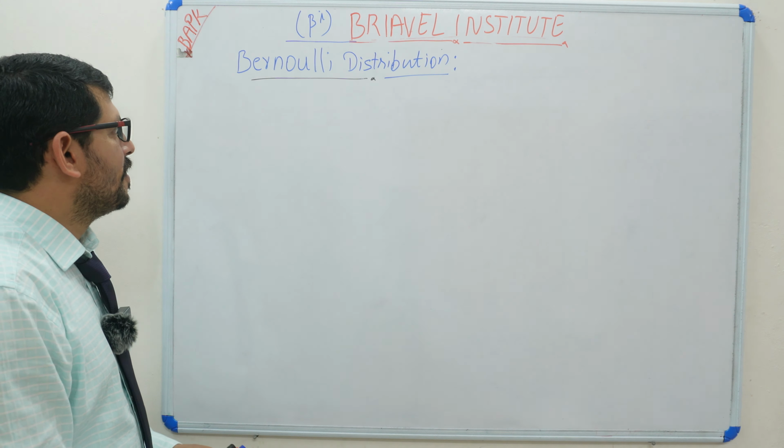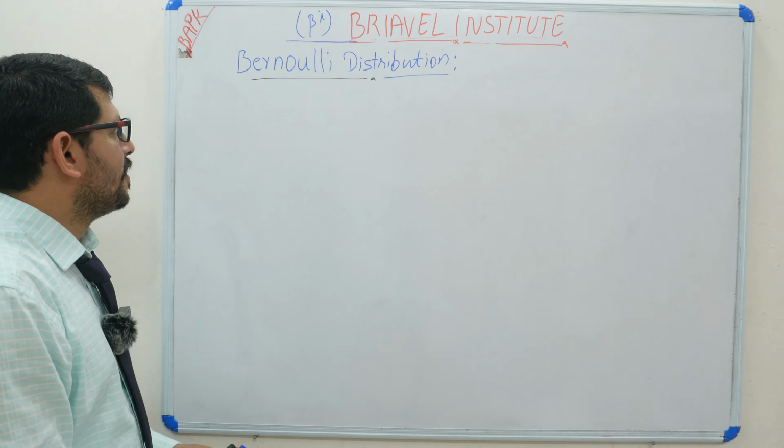This outcome has only two options: one is success and the other is failure. So we have two outcomes, one is the success, the other is the failure. This type of distribution is called the Bernoulli distribution. We can check an example.